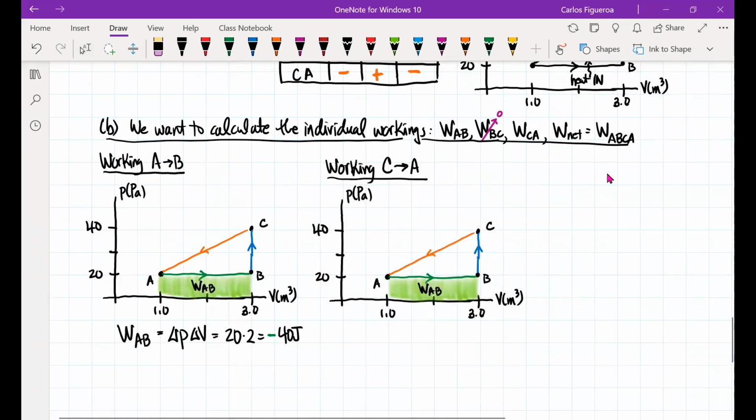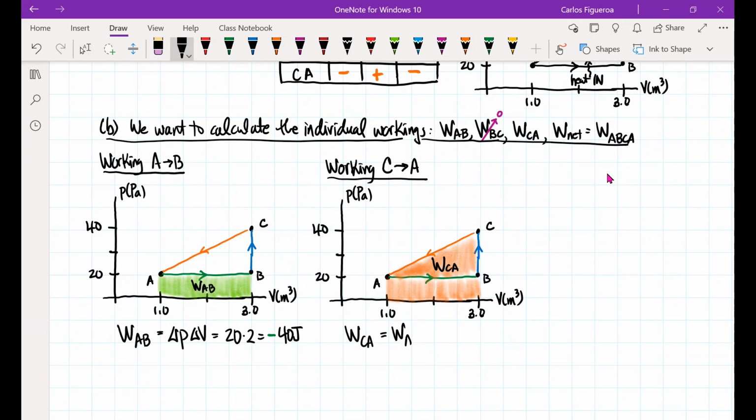So note, there is no green work now. It's only the orange work. So if you look at the area underneath the orange line, not only do I have this rectangle, but I also have the area of the triangle. So you can clearly see that this work from C to A is bigger than the work from A to B.